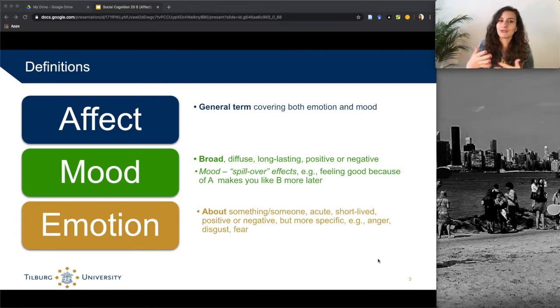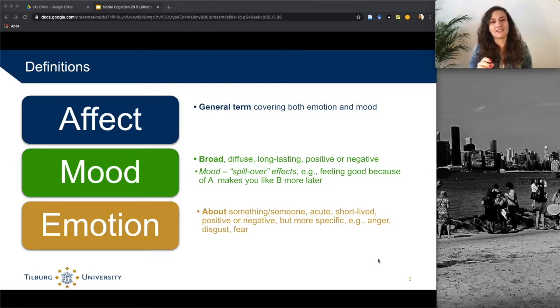And then we also have emotions. And emotions are a type of affect, or we refer to emotions when we talk about something specific. So they are usually directed at something or at someone. They're rather acute and short-lived. Again, they can be positive or negative, so there's some valence involved here as well, but they're more specific.